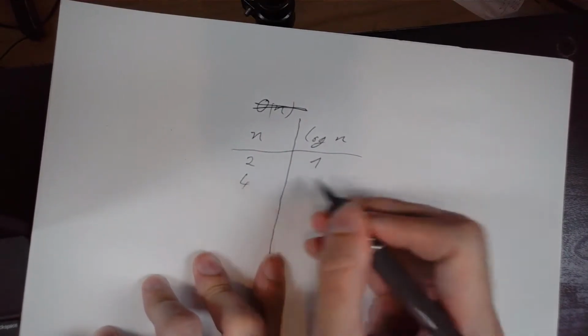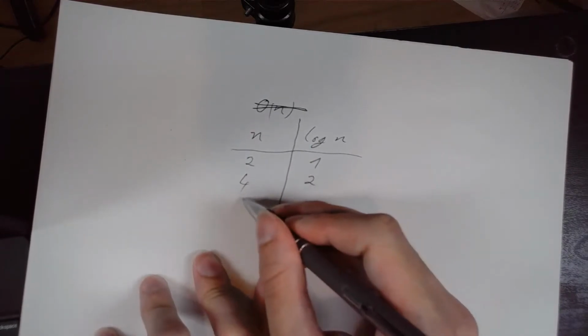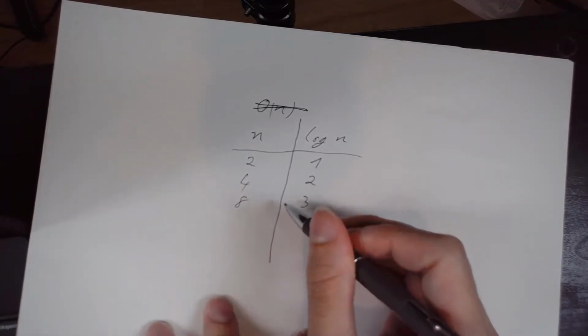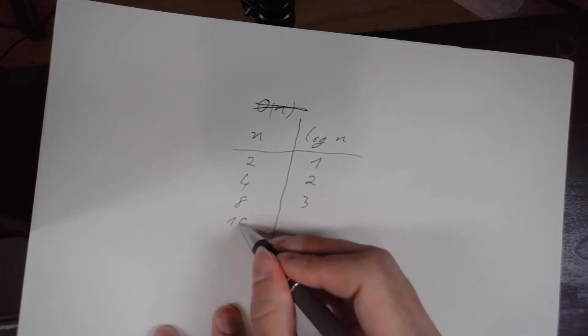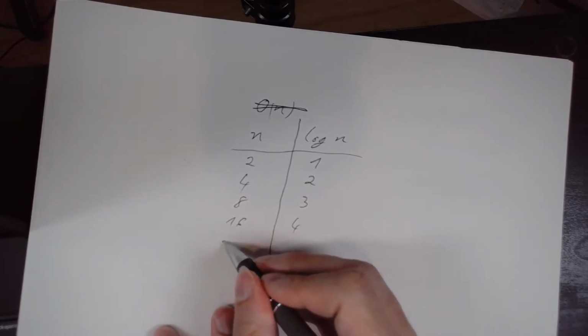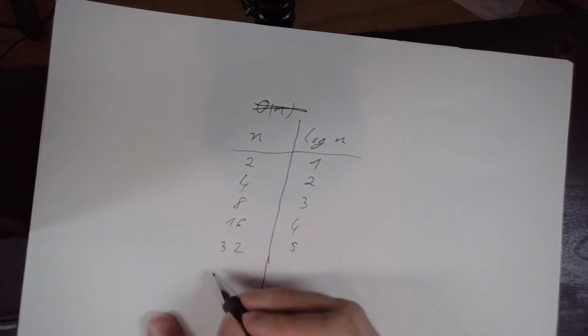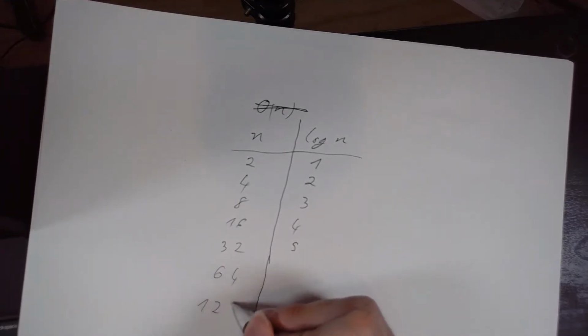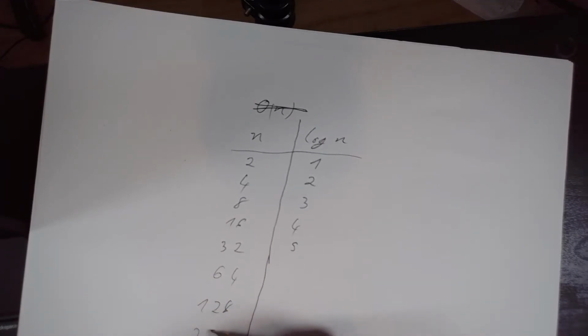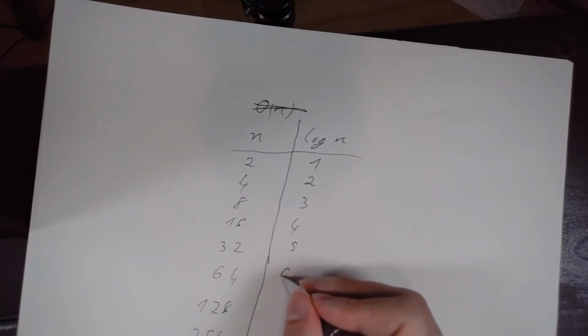Let's double that up. Now we end up with 2. Let's double it up again. We end up with 3. Doubling it up again will give us 4 here. Doubling it again will give us 5. You get the idea. So if we just extend the table a little further, you will see that the left side grows dramatically, whilst the right side always grows by exactly 1.